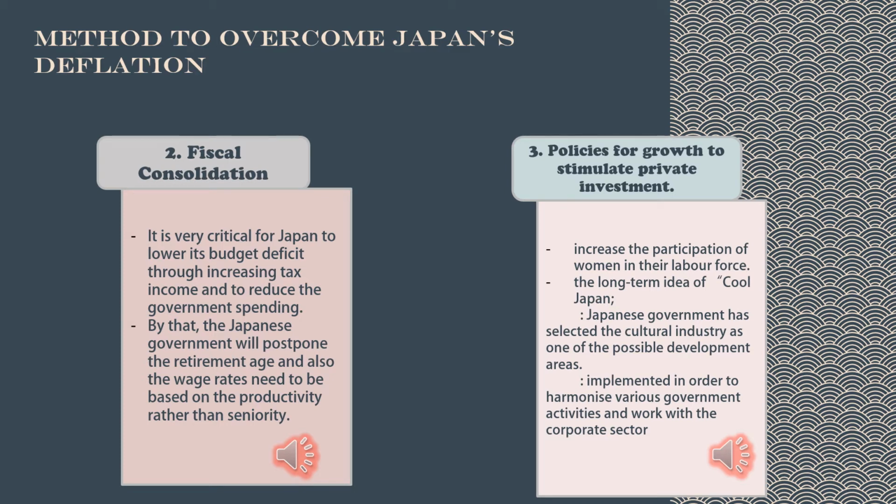Secondly, under the long-term idea of Cool Japan, the Ministry of Economy, Trade and Industry formed a new Creative Industries Promotion Office in June 2010 to promote cultural and creative industries as a strategic sector. The Japanese government has selected the cultural industries as one of the possible development areas. The Cool Japan Plan was implemented in order to harmonize various government activities and work with the corporate sector.